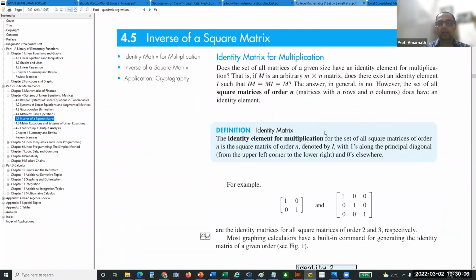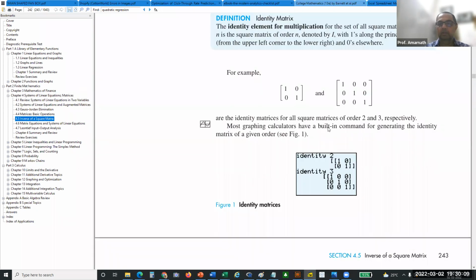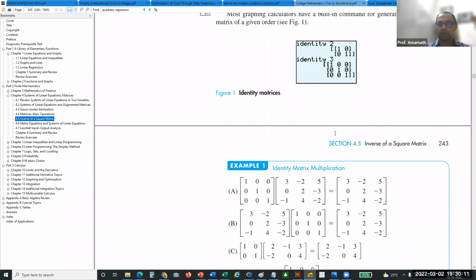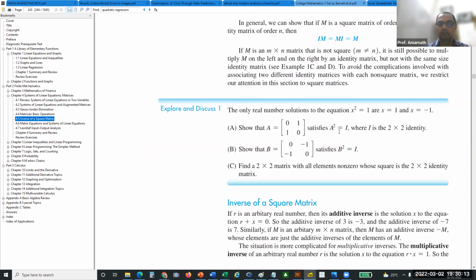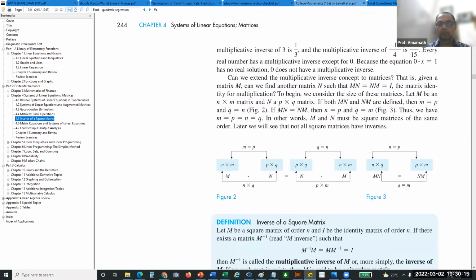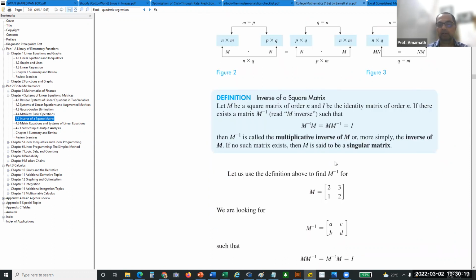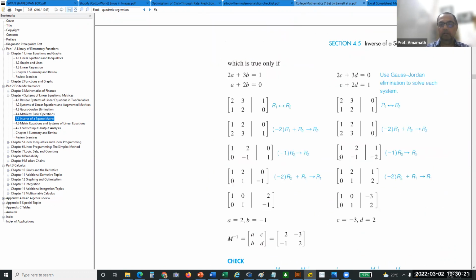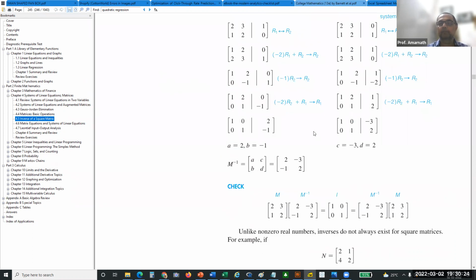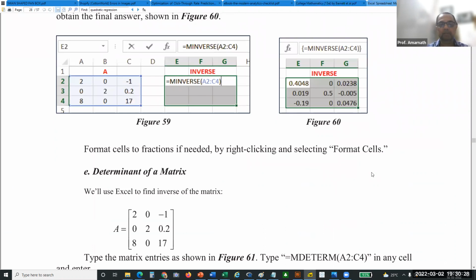All the theory is given in this book, so interested people can look into it. How it works and what we do is completely given here. You can look into this. Okay, that was about the inverse.